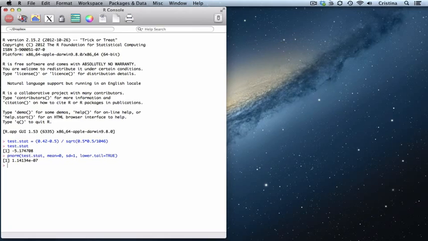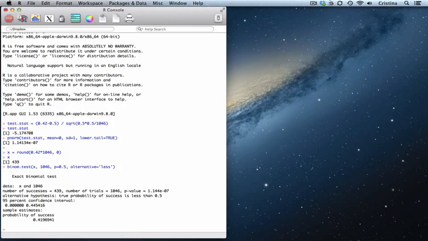So if we know that 42% of respondents support the mayor, then we know the count must be 0.42 times 1046. Rounded to the nearest integer, that would mean approximately 439 of the respondents. In the binom.test command, we will enter x, the number of successes, 1046, the total sample size, and we will state our null hypothesized proportion of 0.5, and that the alternative hypothesis is p less than 0.5.